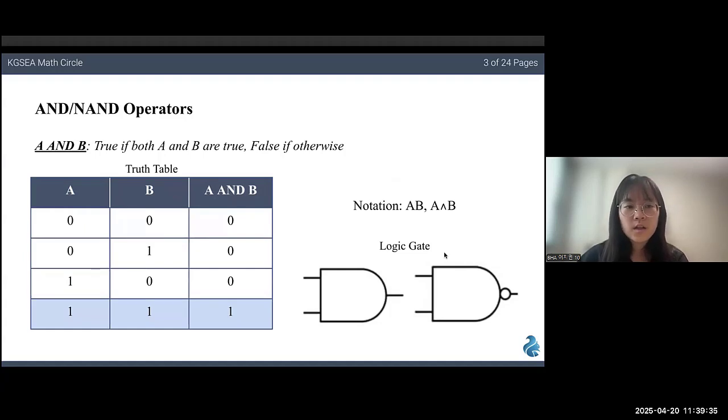Next are the AND and NOT AND operations. A AND B returns a value of true if both A and B are true, and false otherwise, as also shown in the truth table. Similarly, but in the opposite way, NAND returns the opposite value of A AND B, which is 1, 1, 1, 0 for this truth table. AND operators are commonly denoted with multiplication, or just written together as AB, or a logical conjunction symbol. In the logic gates, AND and NAND operators look like this, as shown on the slides.